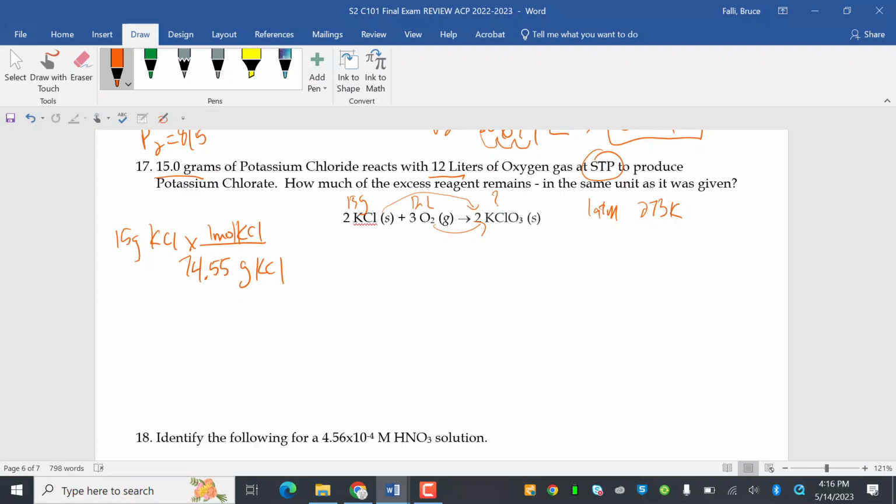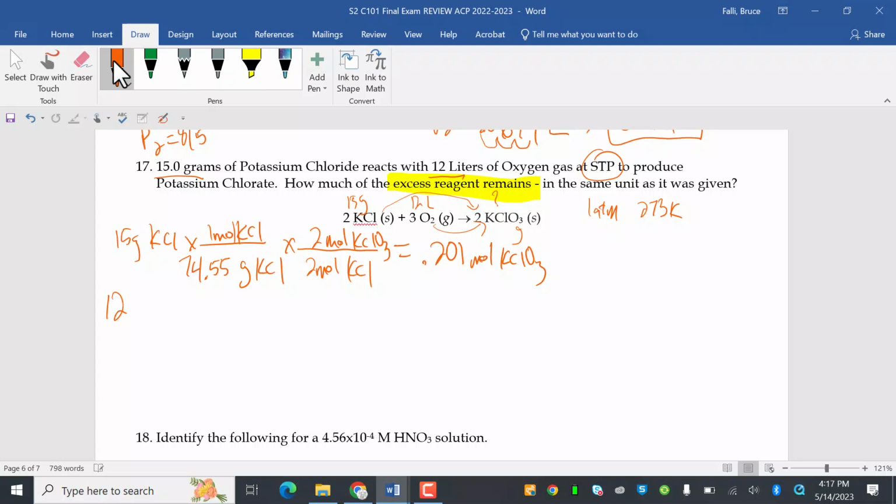So I'm in moles of KCl. I just want to point out here, the question is how much excess reagent remains. So I'm going to take a little bit of a shortcut. Normally I convert this into grams, but I'm just going to go into moles this time. So 2 moles of KCl, and then 2 moles of KClO3. Calculators assemble. 15 divided by 74.55 times 2 divided by 2 is 0.201 moles of KClO3.